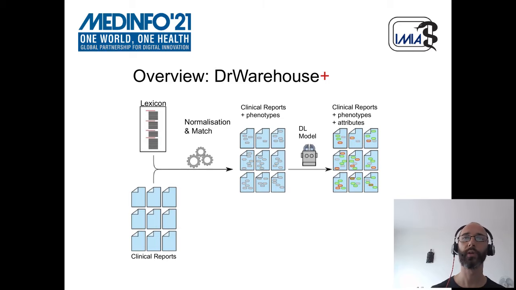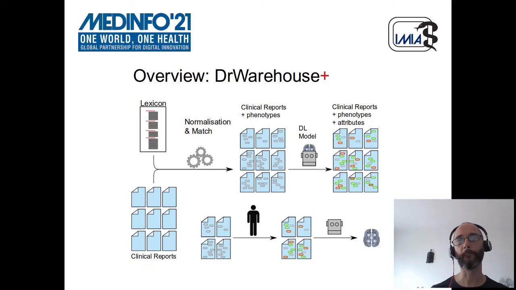So in order to apply deep learning models, what we have to do first is to annotate some data. So we use an expert who will annotate the terms that were found, the mentions, with the different attributes we want to predict, and then we feed the annotated data to an algorithm that will then produce a model.